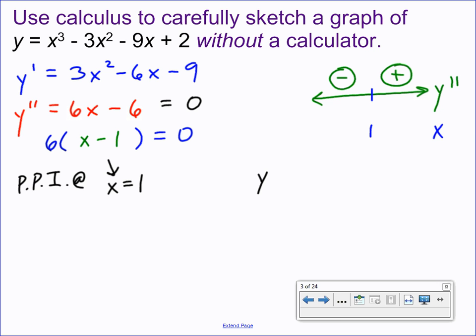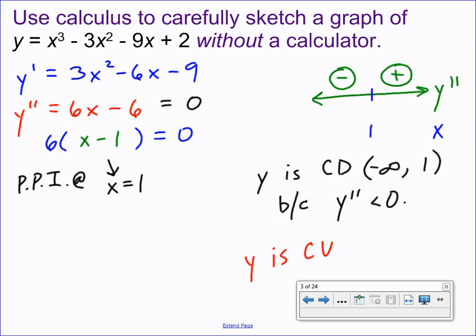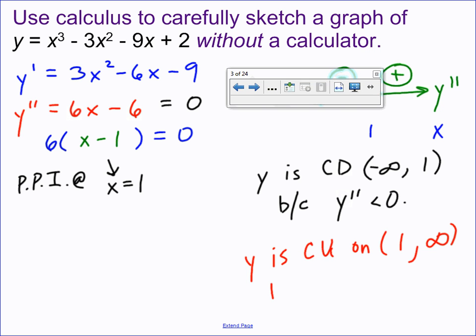So here we go. Y is concave down on negative infinity up until 1 because, and you must put the because part if this is the free response portion of the AP exam, because y double prime is negative. Furthermore, y is concave up on 1 to infinity because y double prime is positive on that interval.